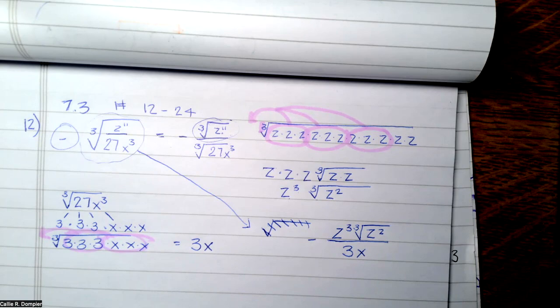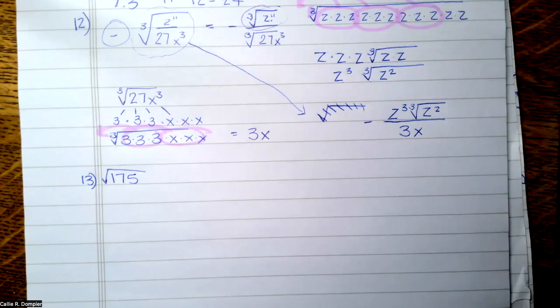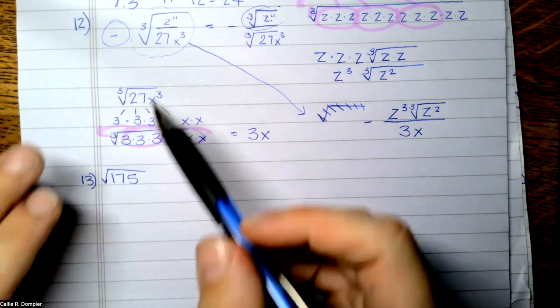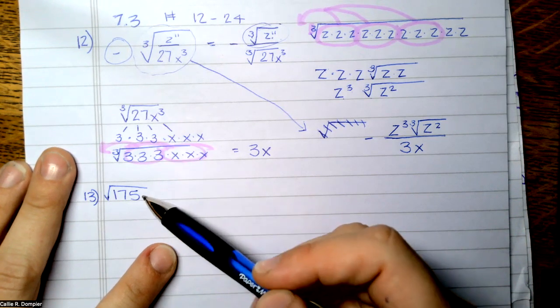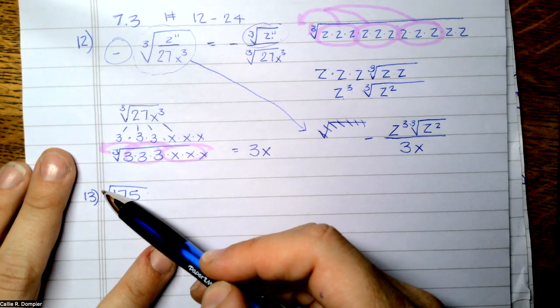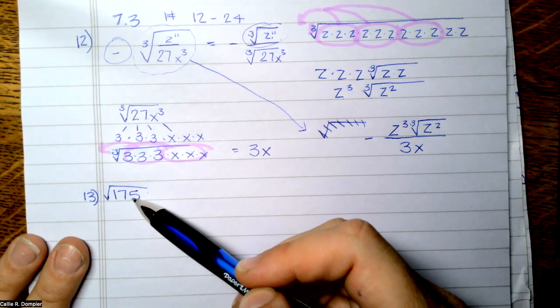I'm going to pause it and write number 13 down. Sorry, it'll be choppy, but it'll save time because you won't have to watch me write things down. All right, so here we checked that 27 is not a cubed root. So this is a square root because it's an understood 2 here. So the square root of 175.